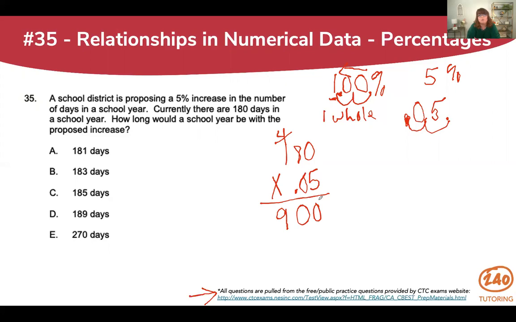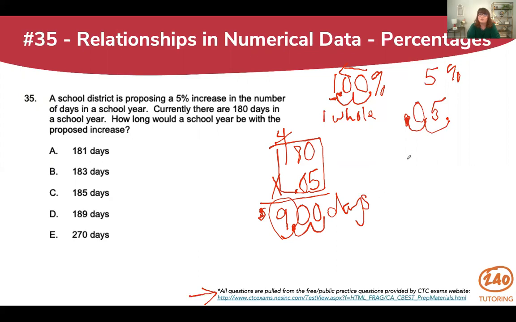Now, if you don't know this trick, whenever you're multiplying and you're dealing with decimals, however many decimal places you have up here in your problem is how many decimal places you're going to need in your answer. So I see 2 numbers behind the decimal, so I'm going to have to move that decimal over 2 places. So 9 would be 5% of 180. So we're going to increase that school day by 5%, or 9 days.